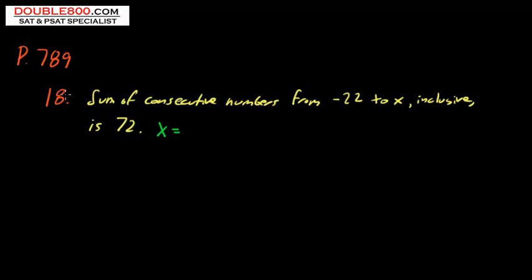In this lesson, we'll review a math question from the problem solving section. We're on page 789, question 18 out of 20. We know this is a difficult problem. The sum of consecutive numbers from negative 22 to x inclusive is 72. What is x?